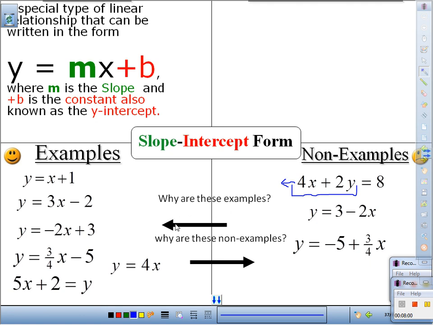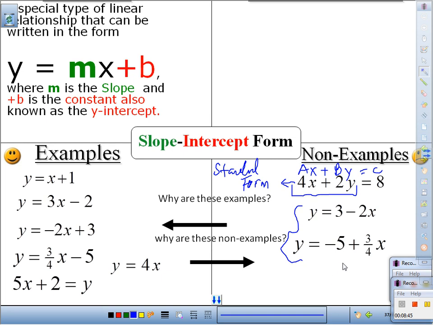Mia, yes? Standard form. Write that down, please. This is standard form. Remember when we said identify x, ax plus by equals c, identify a, b, and c? Remember that? Because we have the x and the y on the same side. All right. Look at these two, though. Why are those not slope-intercept form?